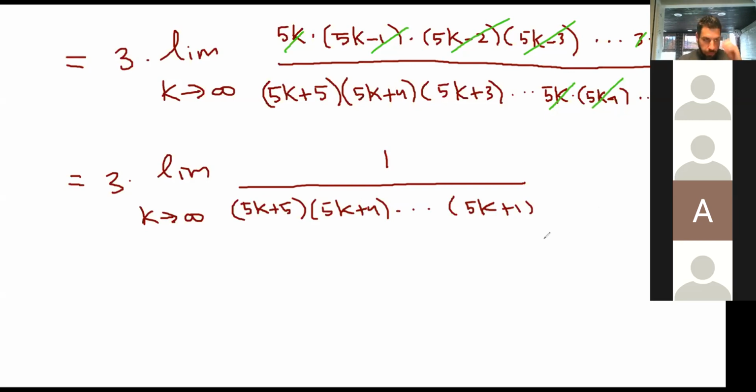Now, this is a very, very simple limit because this is 1 over things that are going to infinity. So it doesn't matter how you want to contemplate this limit. This limit is nothing more than 0. And so the total limit is 0.